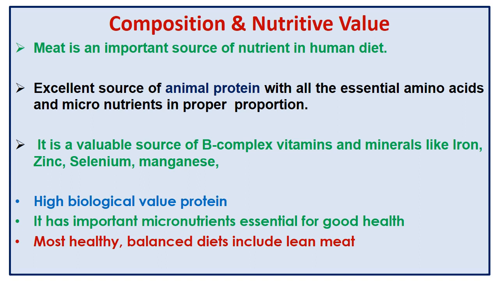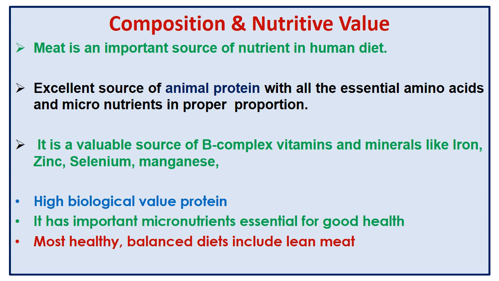So here is a brief introduction about the composition and nutritive value of meat. As we all know, meat is an important source of nutrient in human diet. So most of the important nutrients required for good health is present in sufficient quantity in meat. So it's a very important component in human diet. It's an excellent source of animal protein with all essential amino acids and micronutrients in proper proportion. So meat protein is very high quality, so it is judged through the biological value because it has got all the essential amino acids in proper proportion, and also it is a valuable source of B complex vitamins.